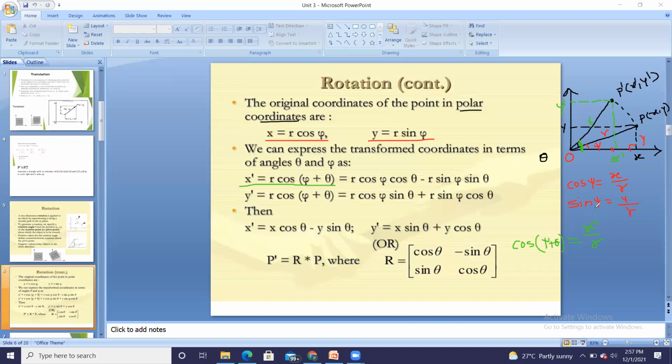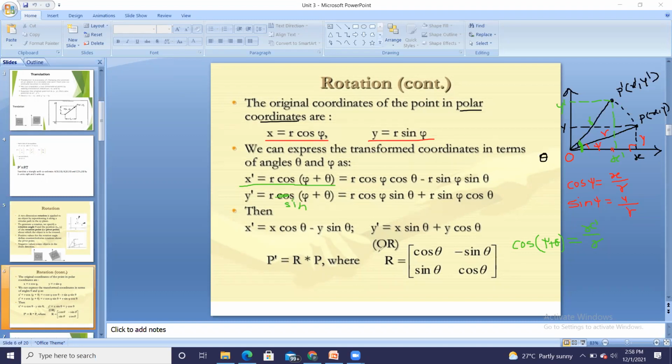Similarly, sine of psi plus theta is the opposite side, that is your y dash, divided by r. So I will get sine of psi plus theta. Sorry, here by mistake it is written cos. Here it should be sine.